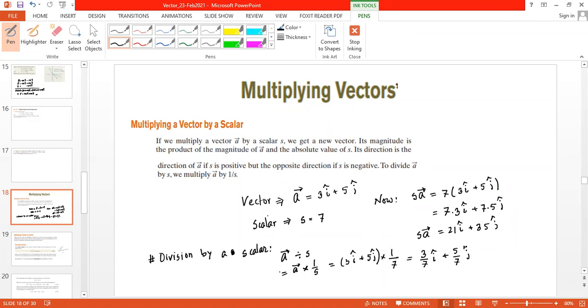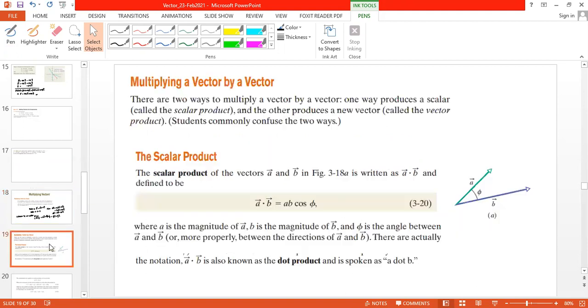So this is how you can multiply or divide a vector by a scalar quantity. In case of multiplication, just simple multiplication. And if someone asks you to divide a vector a by a scalar s, that means you multiply a with 1 over s. This is the rule. But in today's lecture, we will concentrate on multiplying a vector by another vector. That is what we want to discuss today.